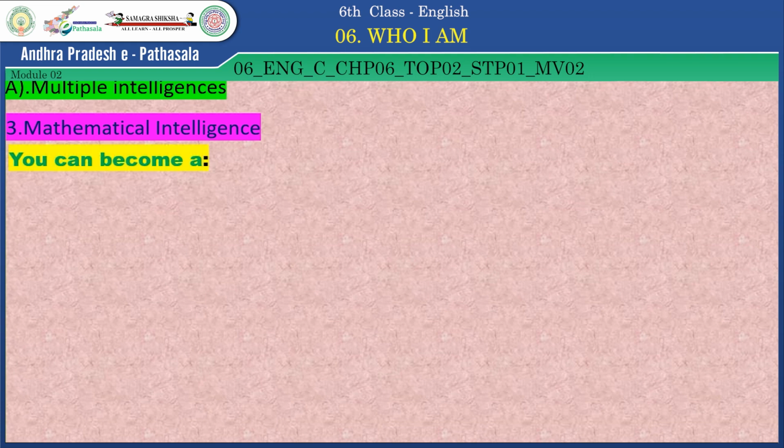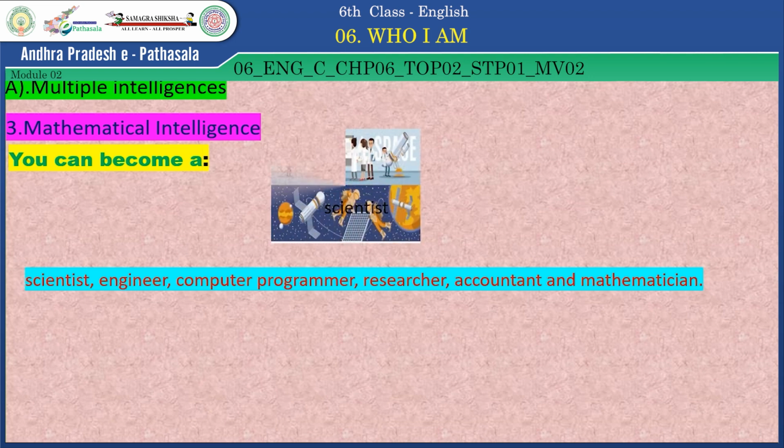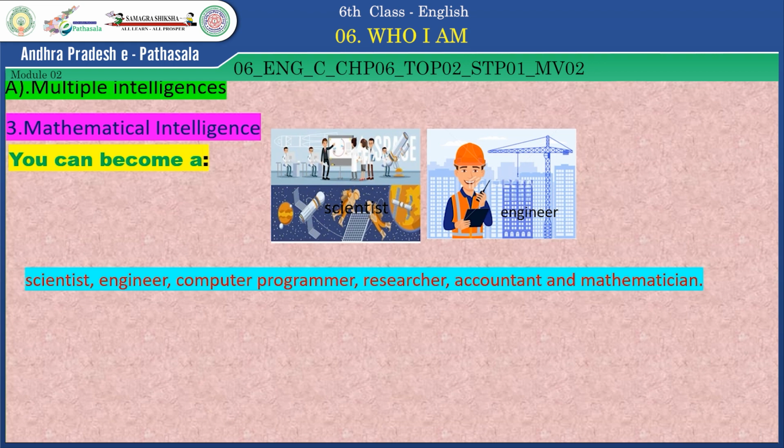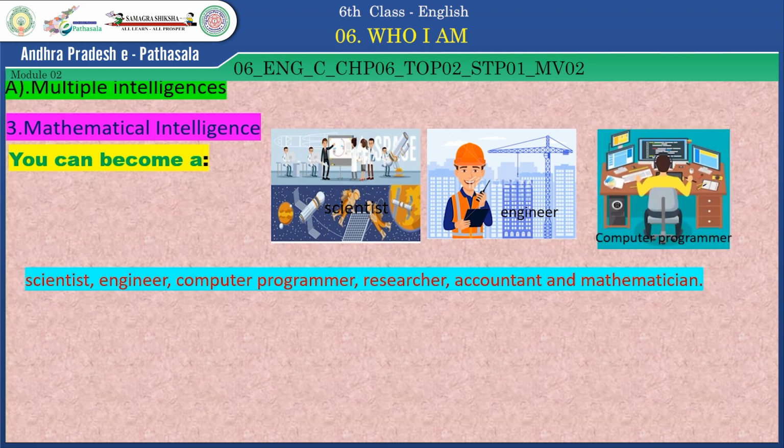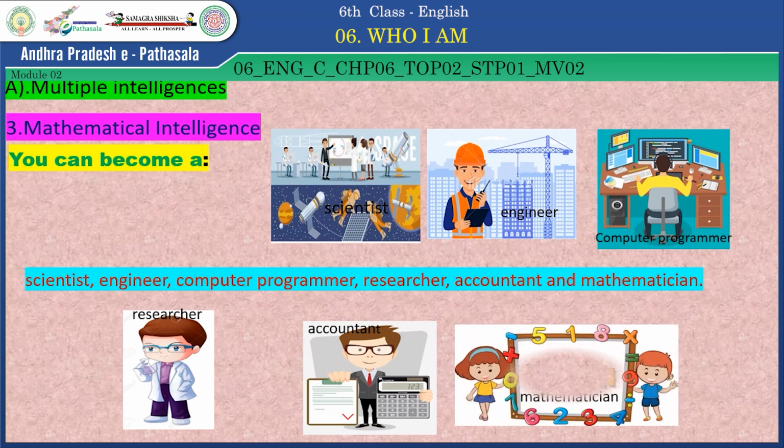You can become a scientist, engineer, computer programmer, researcher, accountant and mathematician.